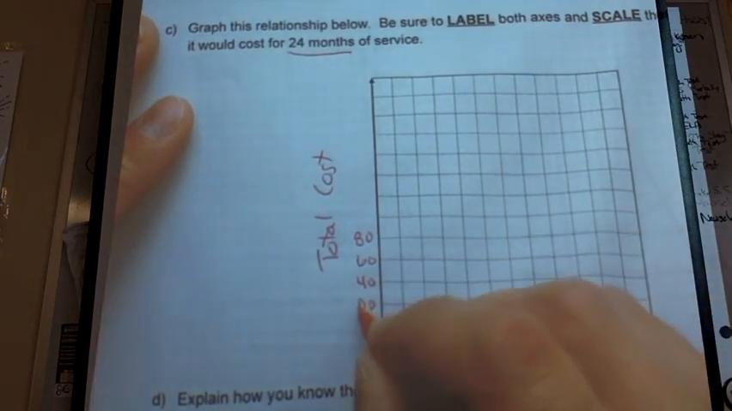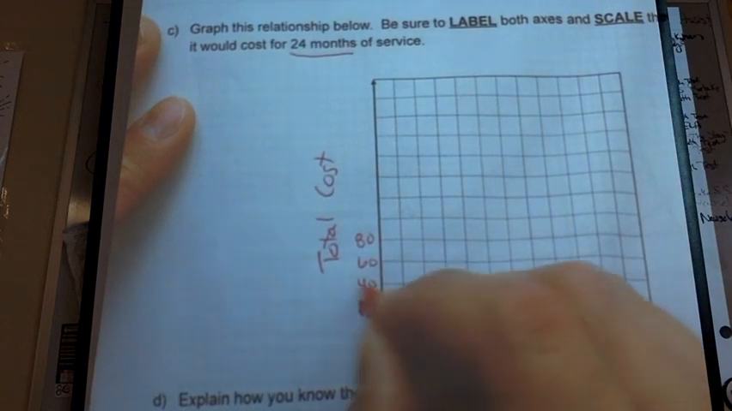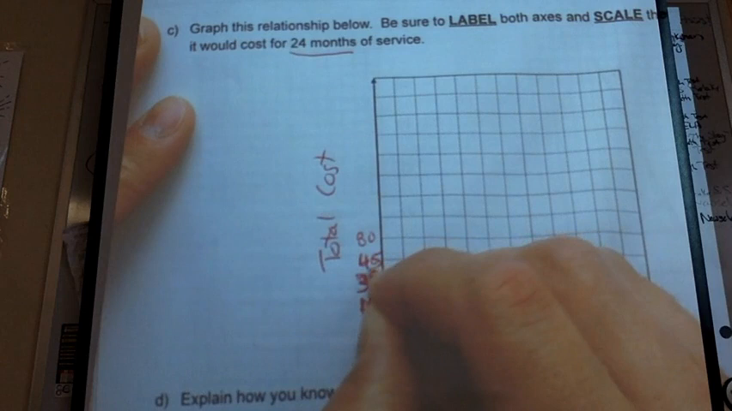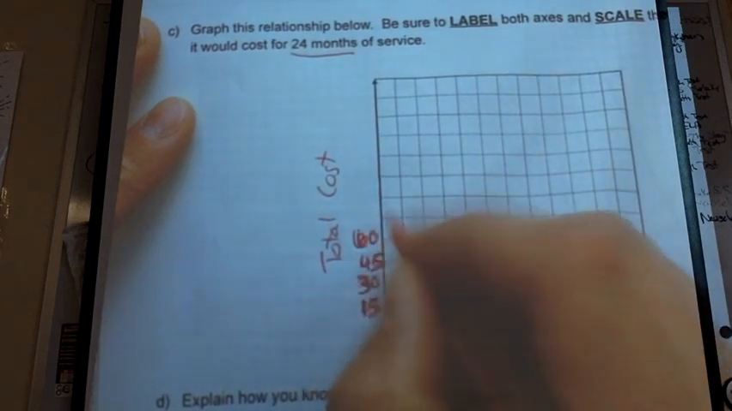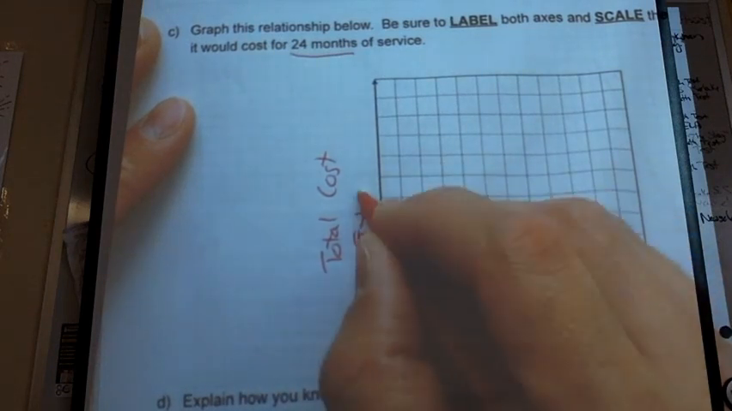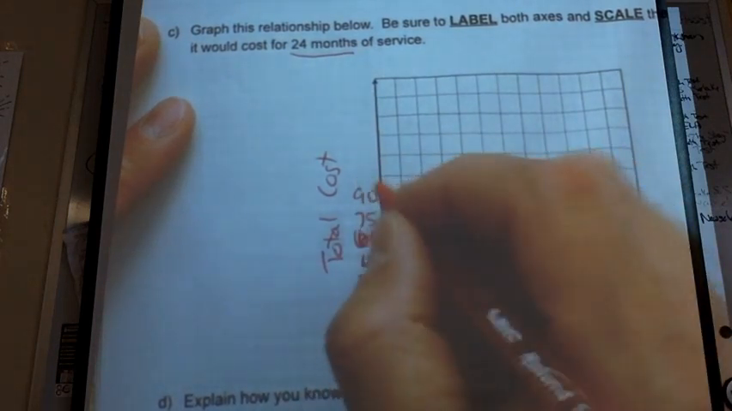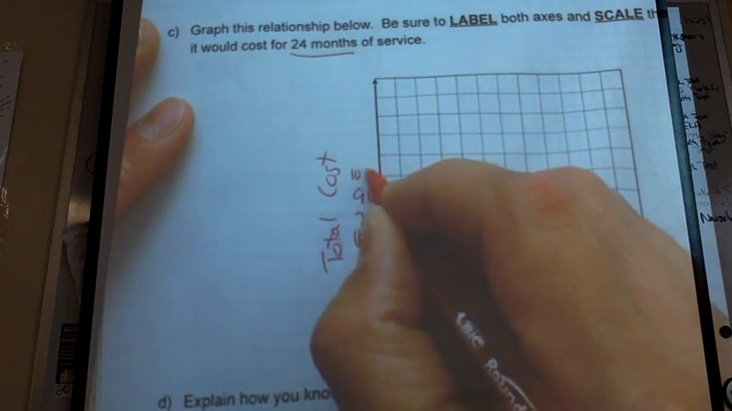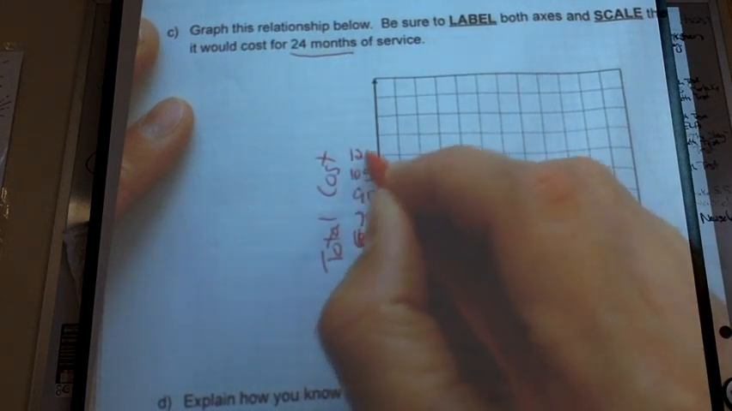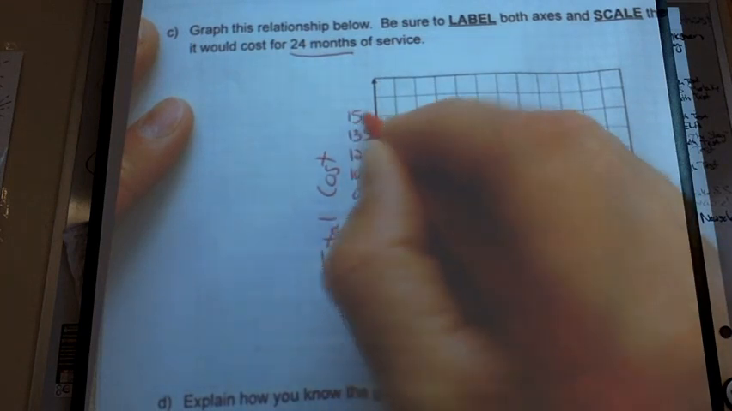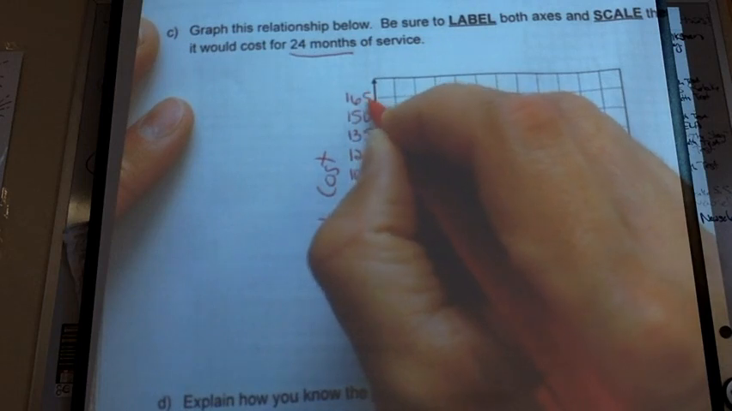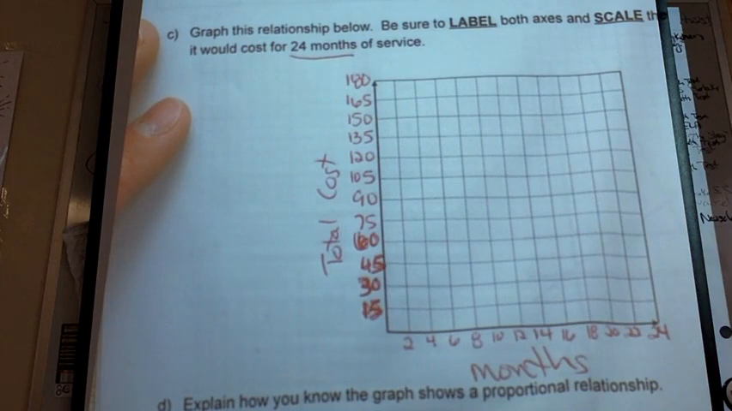Yeah, why don't I do that? So it's 15, 30, 45, 60, 75, 90, 105, 120, 135, 150, 165, and 180. So going up by 15s.